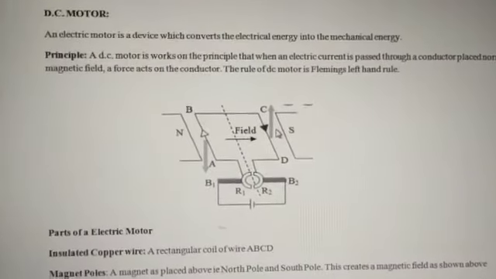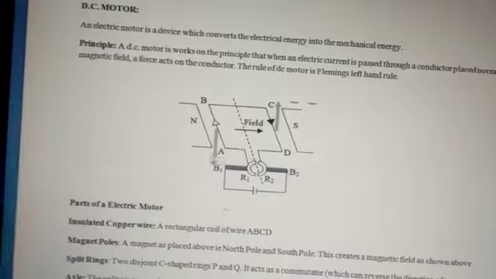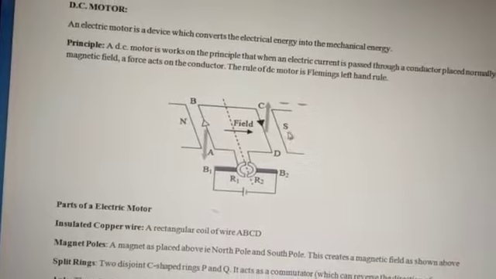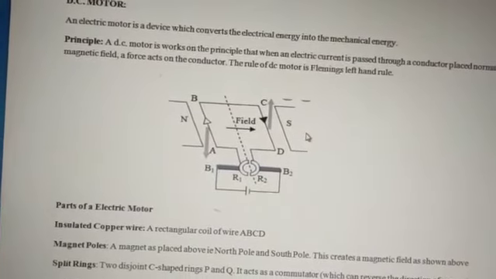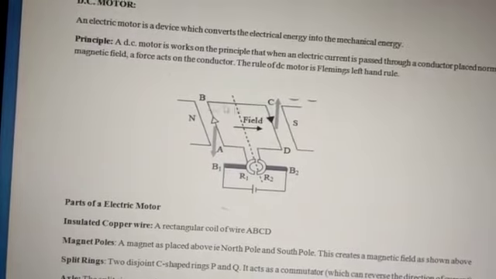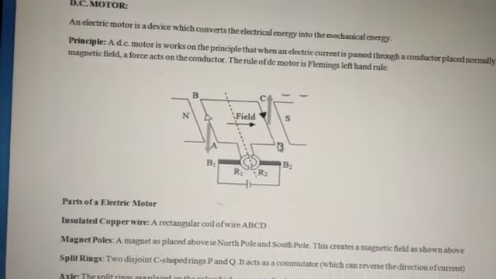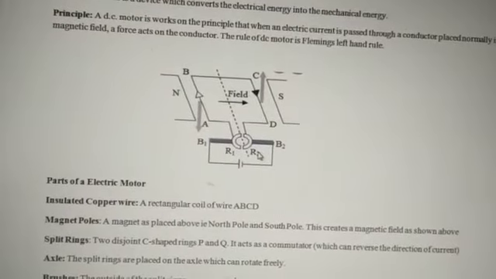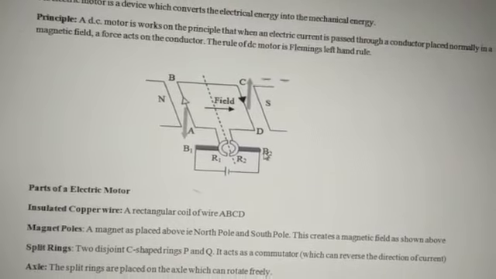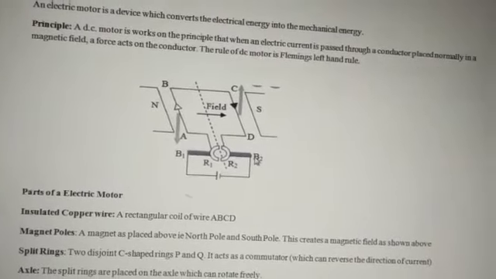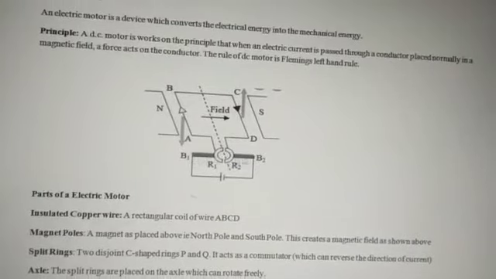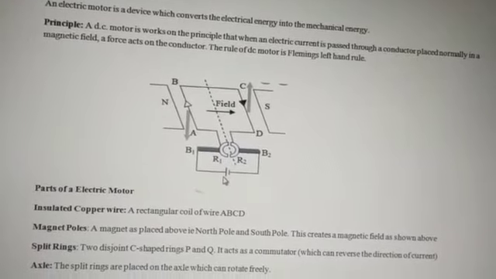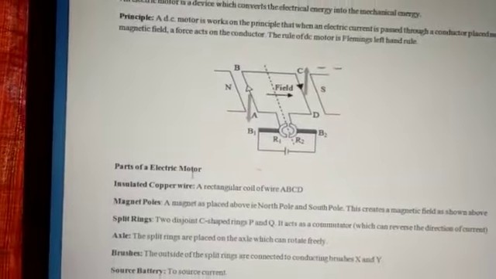So we have the diagram for this. You see N and S are the two permanent magnets. A, B, C, D is termed the armature. R1 and R2 are termed split rings. And B1 and B2 are termed two brushes, and they are connected to the source. Let us consider the parts of this electric motor.